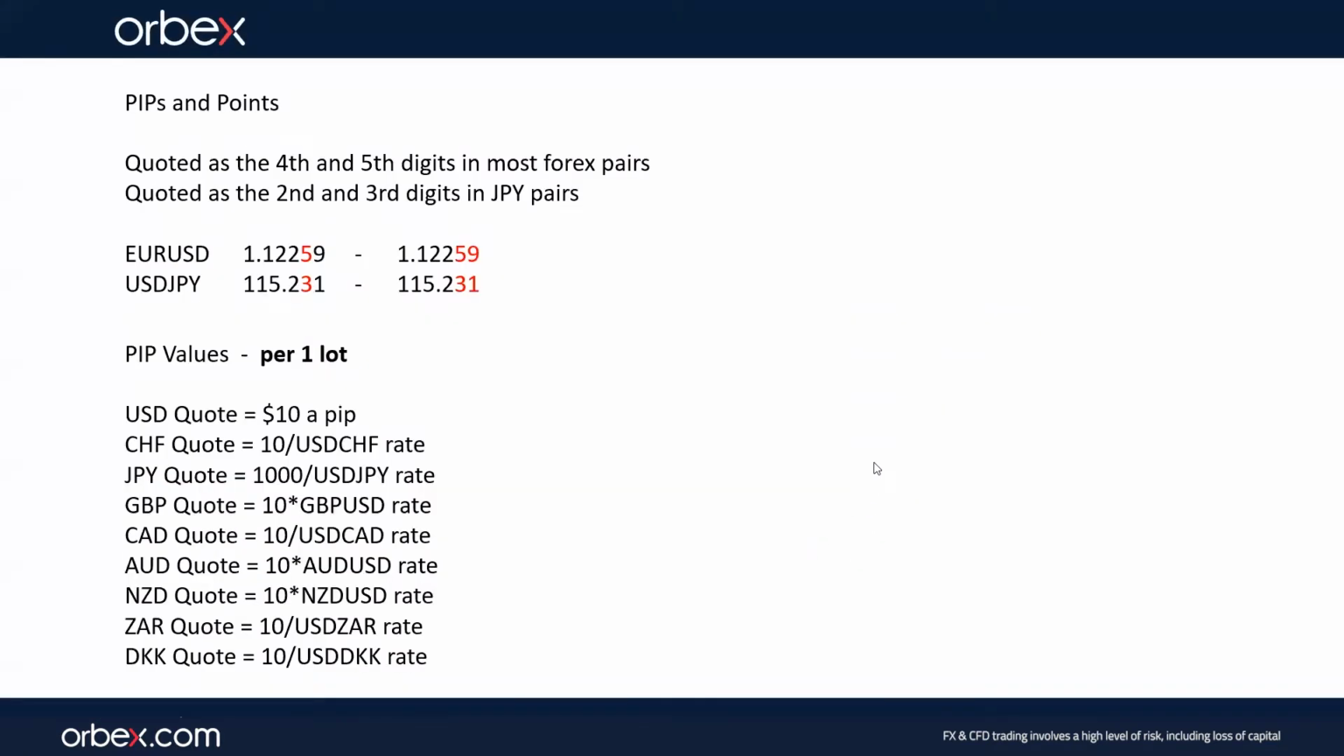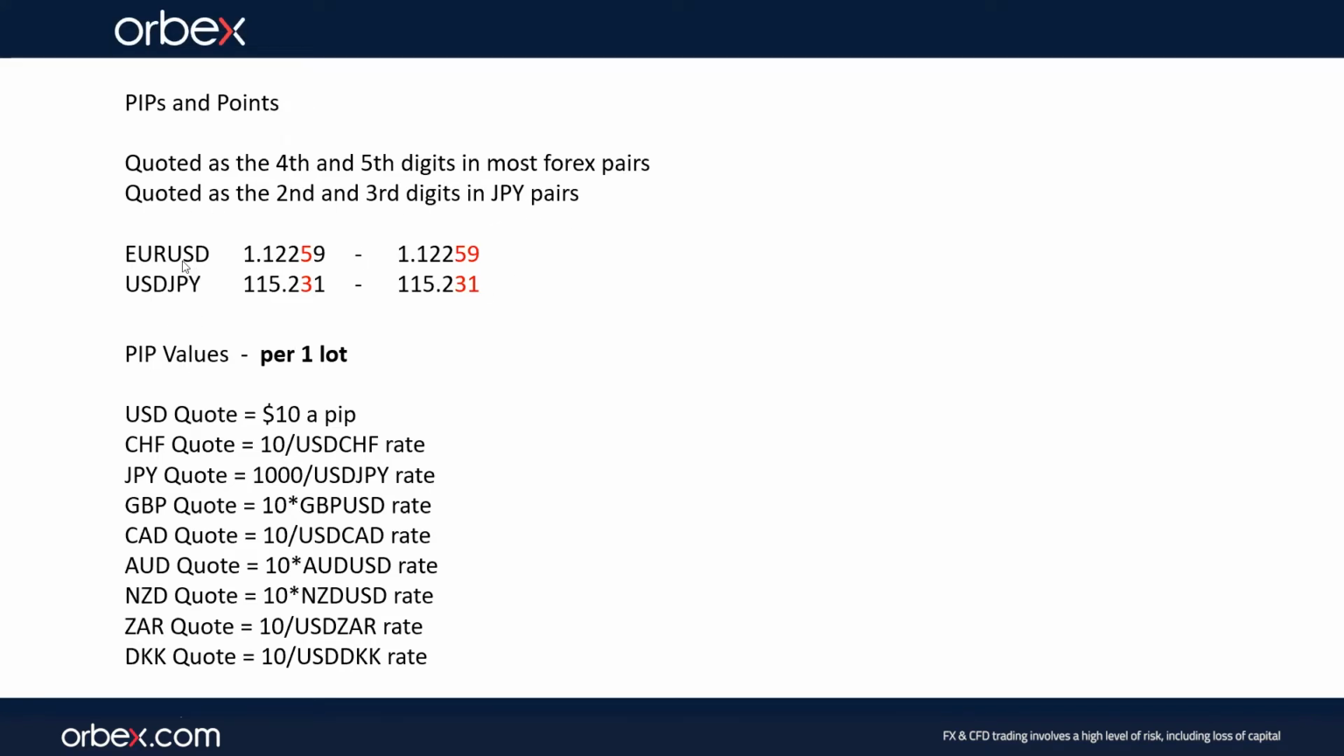So as we move on, let's look at pips and points. Now, as I said, any questions that you might want to ask me, go ahead, as we are live and it's always nice to get some interaction. So pips and points were quoted as the 4th and 5th digits in most Forex pairs, and quoted as the 2nd and 3rd digits in yen pairs.